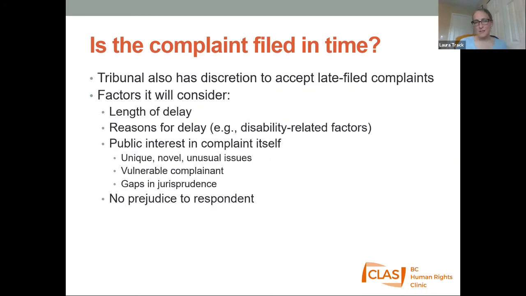The tribunal also has some discretion to accept late filed complaints. So if it's not that late, or you have a really good reason for why it's late, and you can show that it's in the public interest to accept your complaint and it won't be unduly harmful or unfair to the other side to accept your complaint yet late, then the tribunal may use its discretion and accept your complaint even though you missed the 1-year time limit. But my strong suggestion is that you do your very, very best to get your complaint in before that 1-year limitation expires, because it can be difficult otherwise.